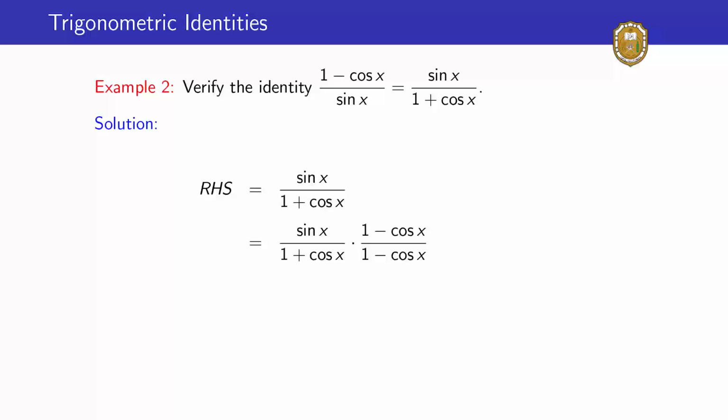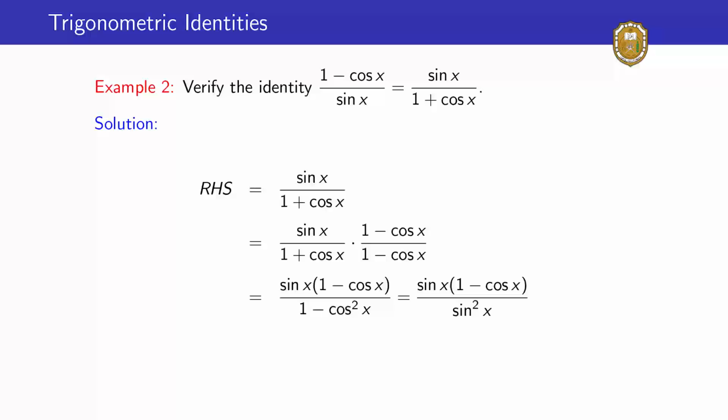cos x. So if we begin from the right hand side, we write it as sin x over 1 plus cos x. Then we write it as sin x over 1 plus cos x times 1 minus cos x over 1 minus cos x. The numerator becomes sin x times 1 minus cos x. We use the formula for the difference of two squares to write the denominator as 1 minus cos square x. And the numerator will be written as sin x times 1 minus cos x. The denominator will be written as sin square x.